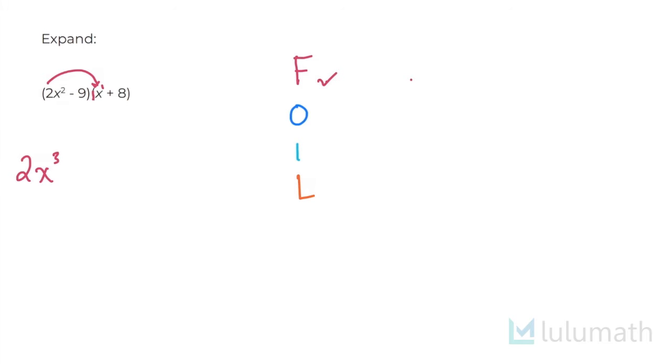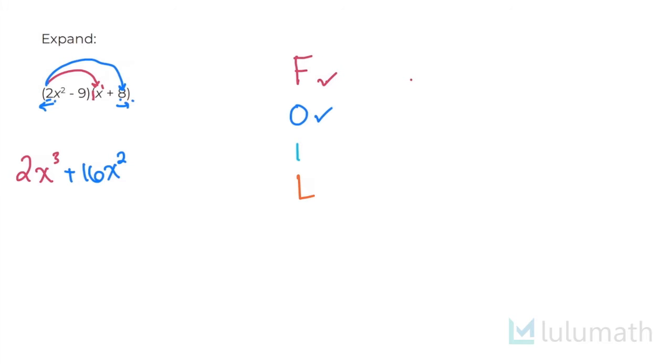Let's look at our outside terms. Well, our outside term on the left side is this 2x squared, and our outside term on the right side is this 8. So it's 2x squared times 8. Well, 2 times 8 is 16, and then x squared is being multiplied by, technically no x is here, so multiplied just by 1, so I get 16x squared.